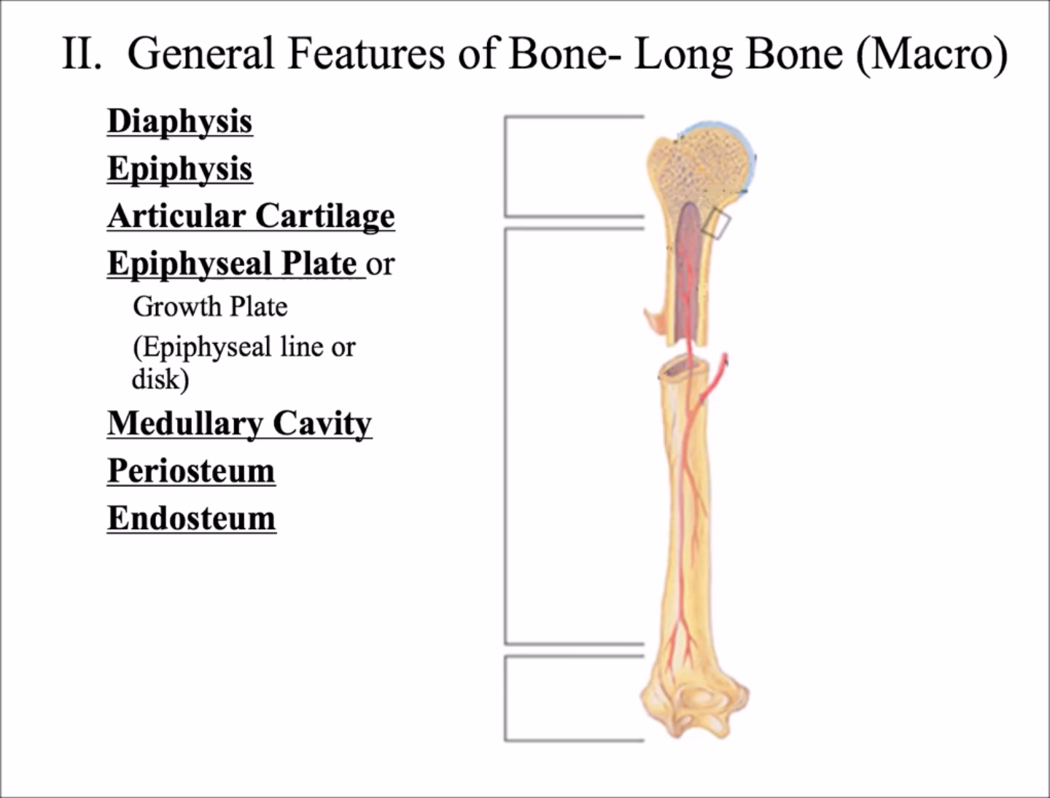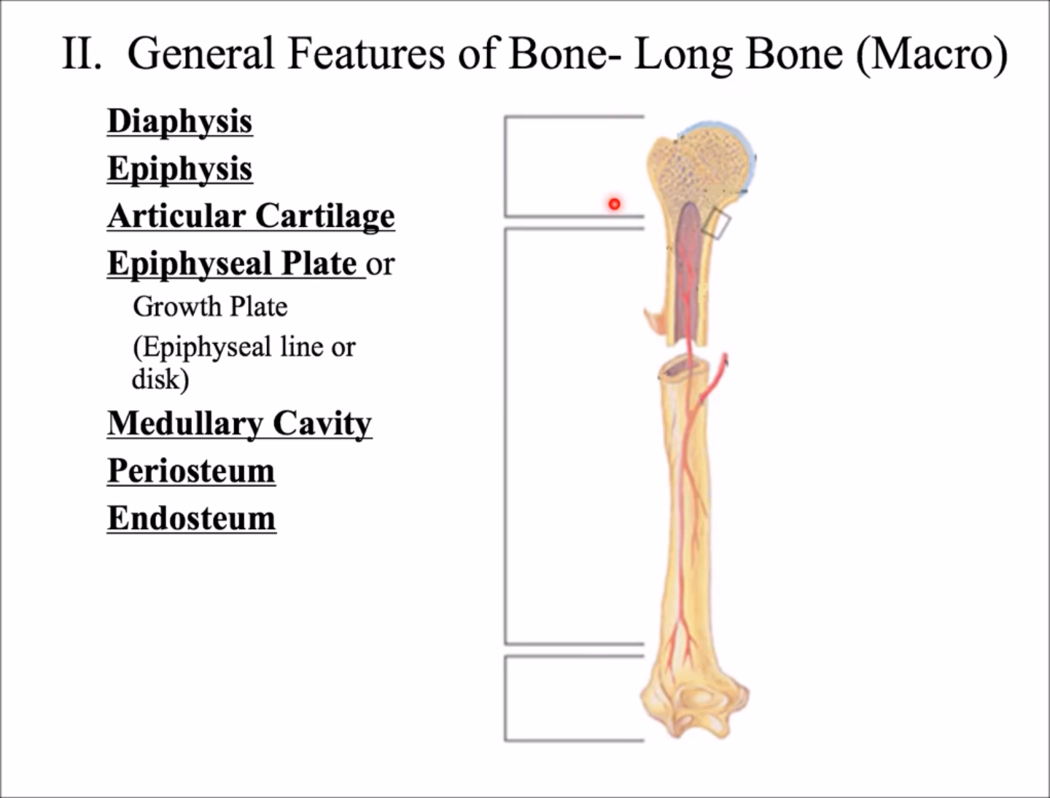So now we're going to take a look at some general features of a typical long bone. And these general features are what we call macrostructures. Macrostructures meaning these are large structures, structures you can see without the aid of a microscope. So the first thing we want to point out when we look at a long bone is this long middle area right here. This is called the shaft or the diaphysis.